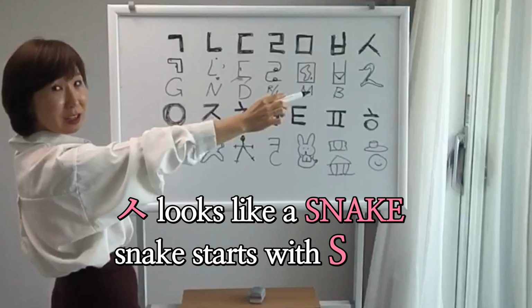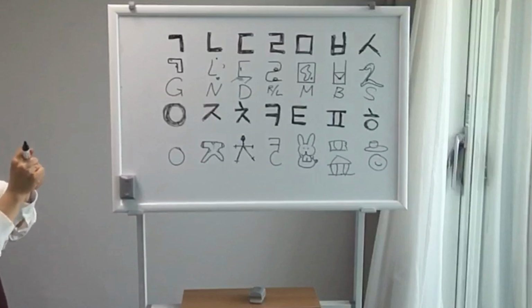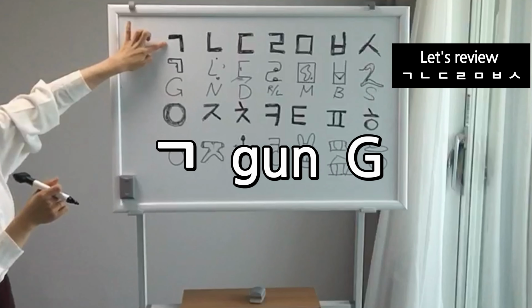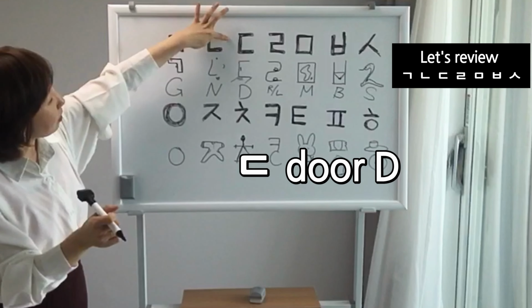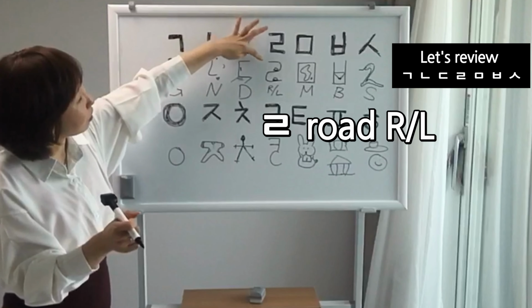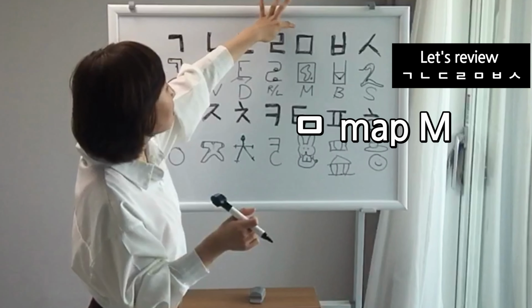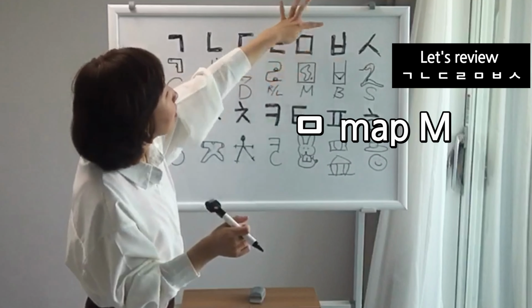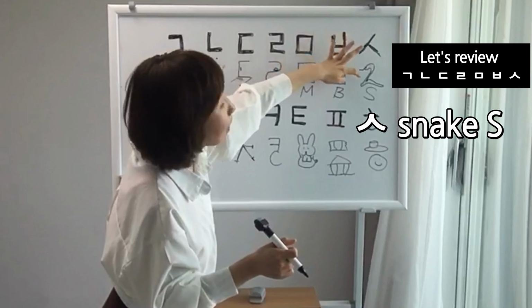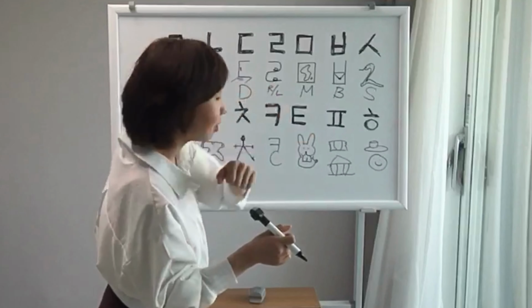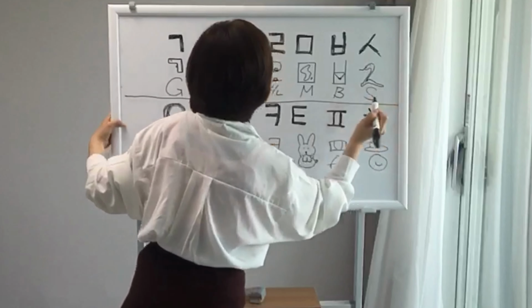This, you see a snake? So it's S sound. So far, we have giyeok for gun for G, nieun for nose for N, digeut for door for D, rieul for road for R or L, but more like Ra. Mieum for map for M, the bieup for bag for B, siot for snake for S. Good. And then next group of consonants.